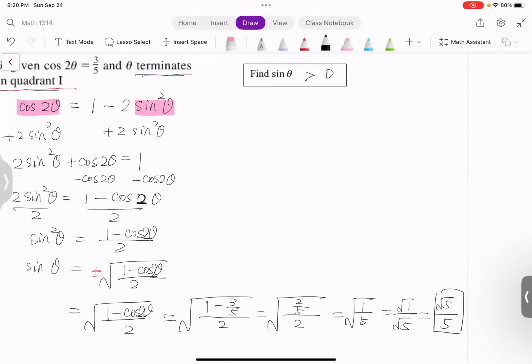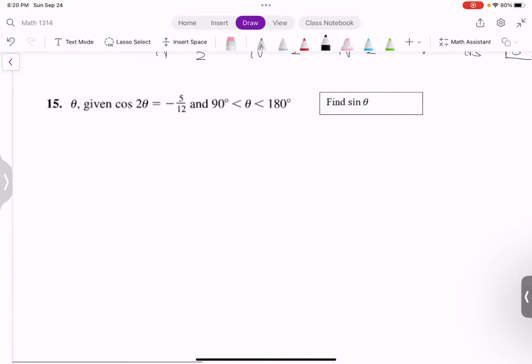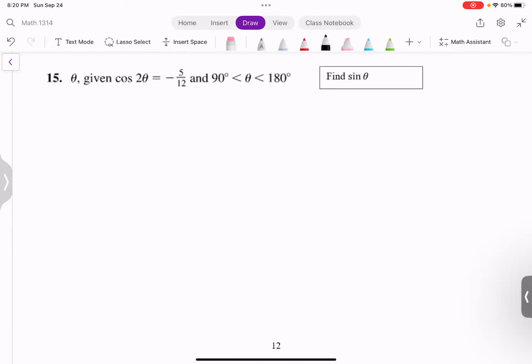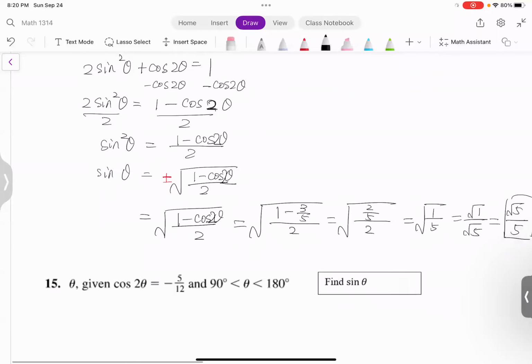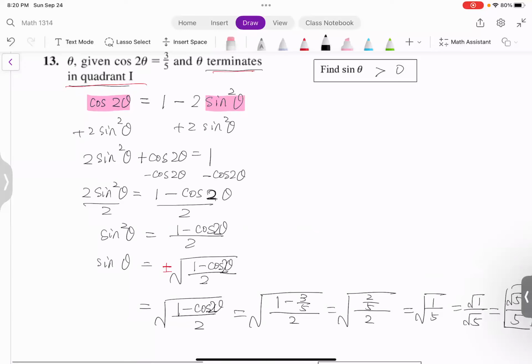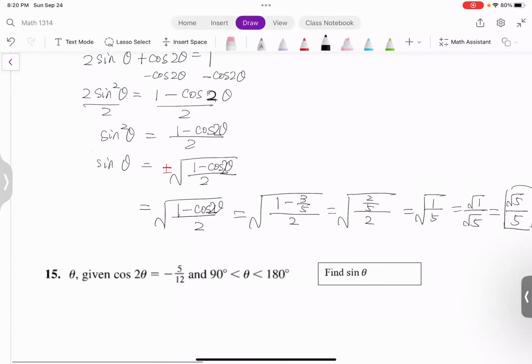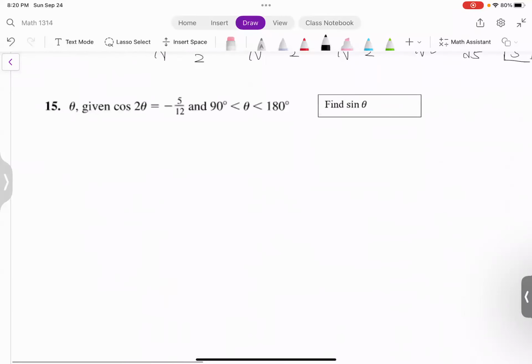Okay, let's try another one. Very similar question. We have cosine 2 theta, and we are looking for sine theta. From the previous steps, we have exactly the same thing: cosine 2 theta is given, find the sine theta. We can use the formula we have proved here. We can list our formula: sine theta equals positive or negative square root of 1 minus cosine 2 theta, all of them over 2. And I need to decide whether I should keep a positive or negative sign here.